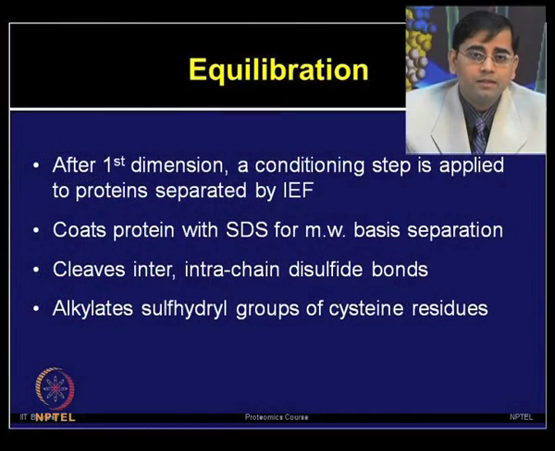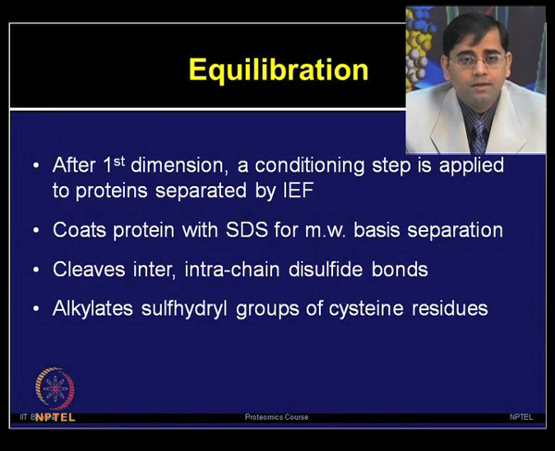So, after the first dimension separation is done, you need to coat the protein with SDS for making it compatible for SDS-PAGE. So, you need to coat with SDS, sodium dodecyl sulfate, which is an anionic detergent, and it provides negative charge later on for separation in the electrophoretic field. The equilibration step performs cleavage of both inter and intra chains of disulfide bonds, and it alkylates the sulfhydryl groups of the cysteine residues.